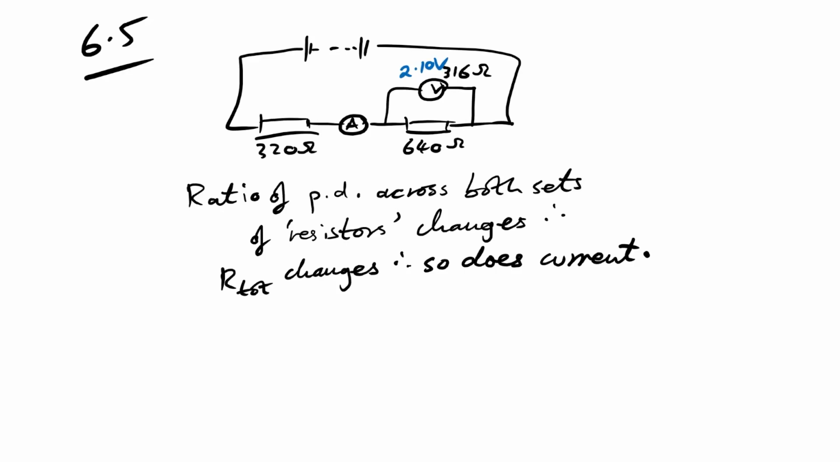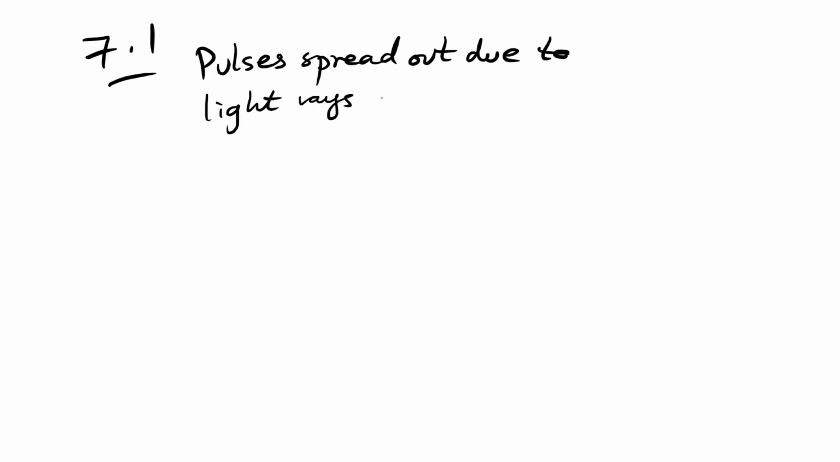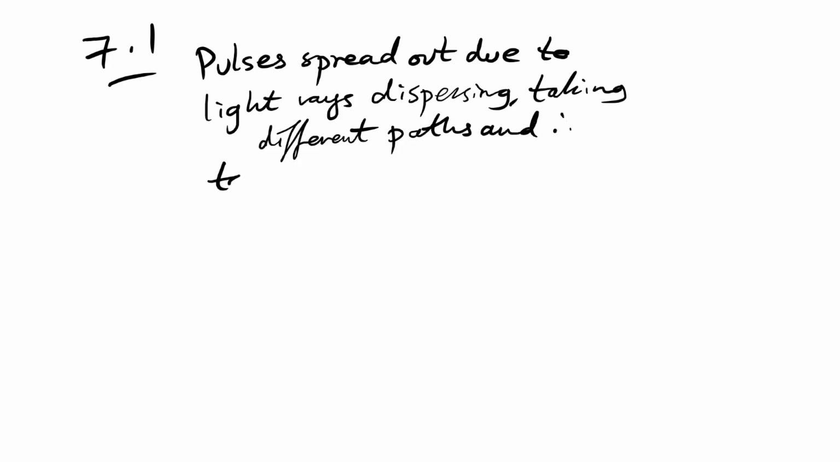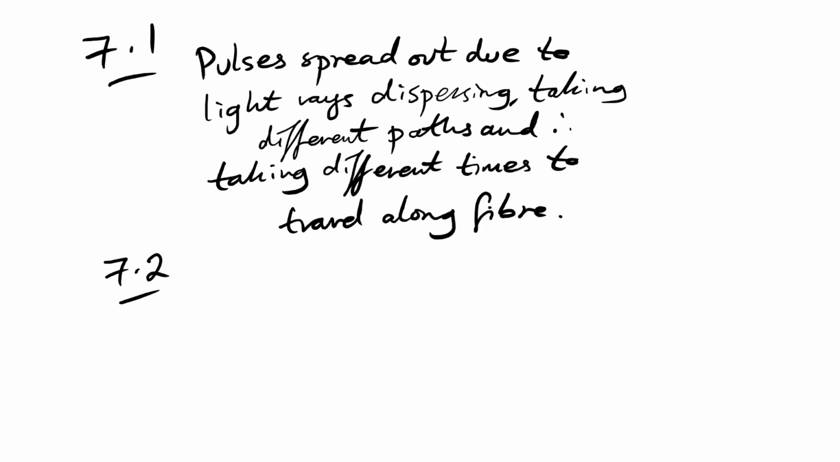This is literally insane. 7.1, explain what is meant by modal dispersion in an optical fibre. It's when pulses spread out due to light rays dispersing and taking different paths, and therefore taking different times to travel along the fibre. We can say it travels at different angles, entering at different angles as well.